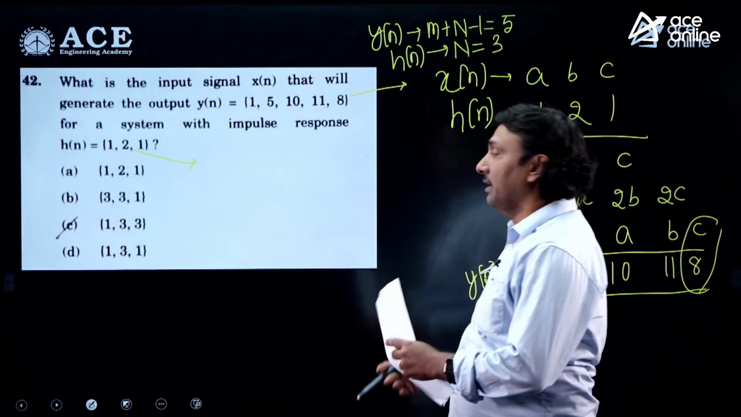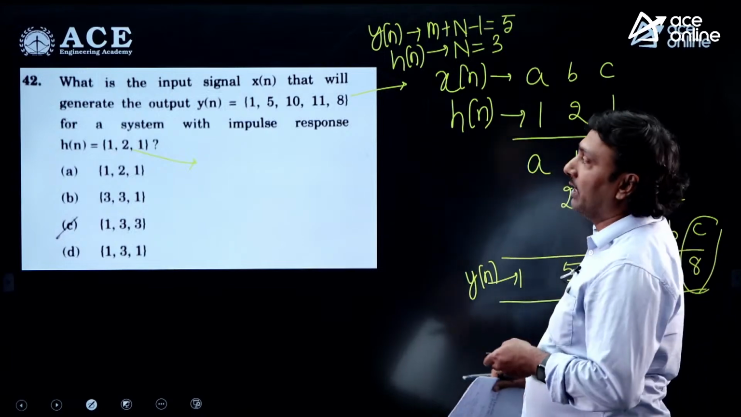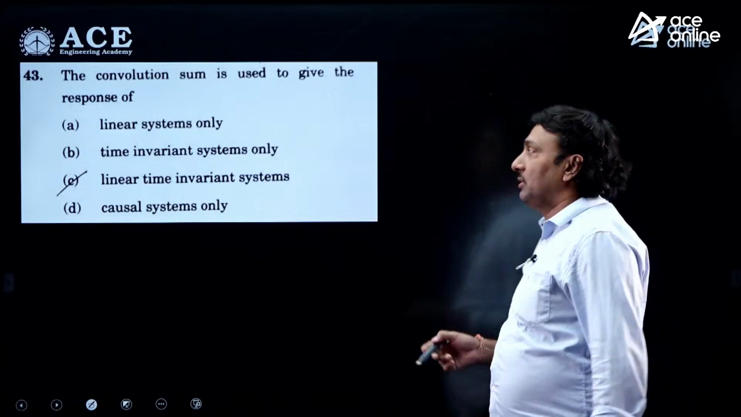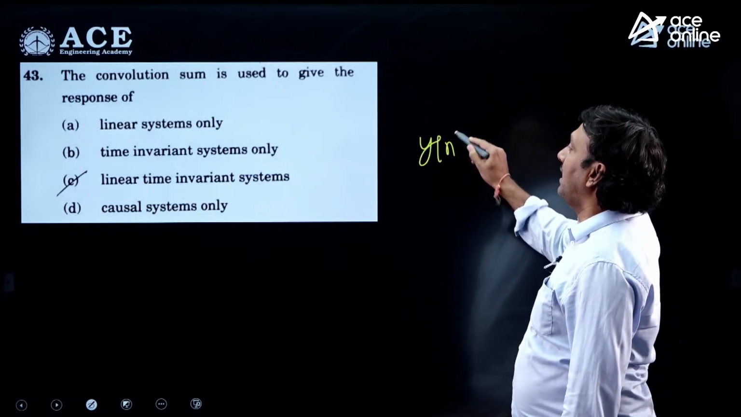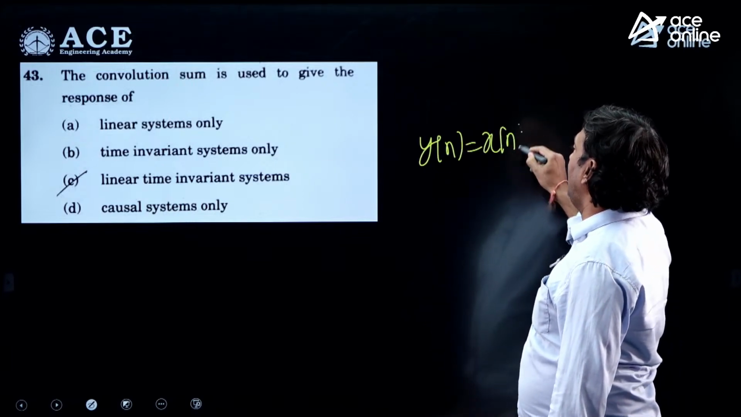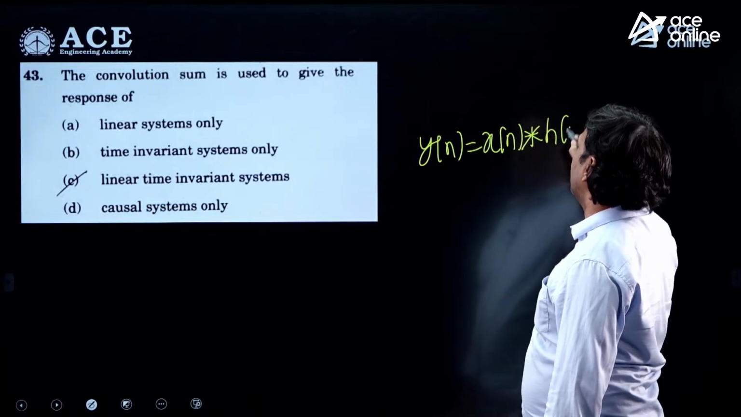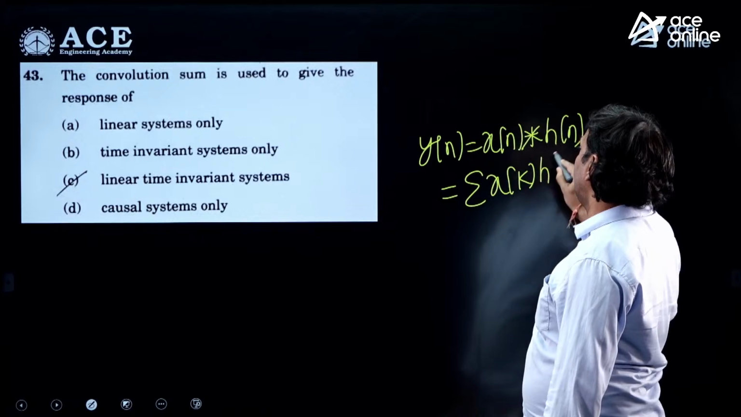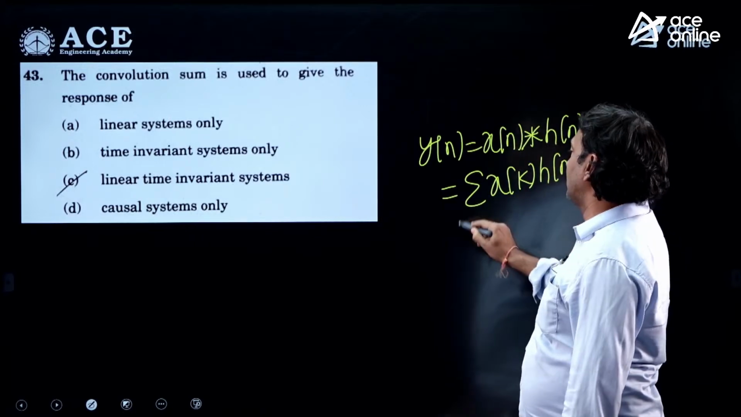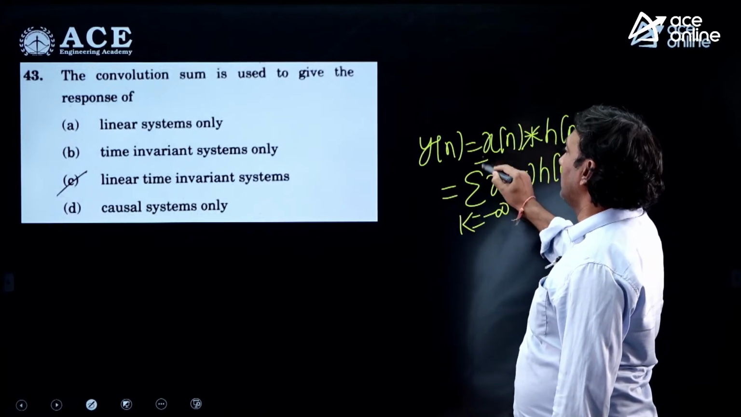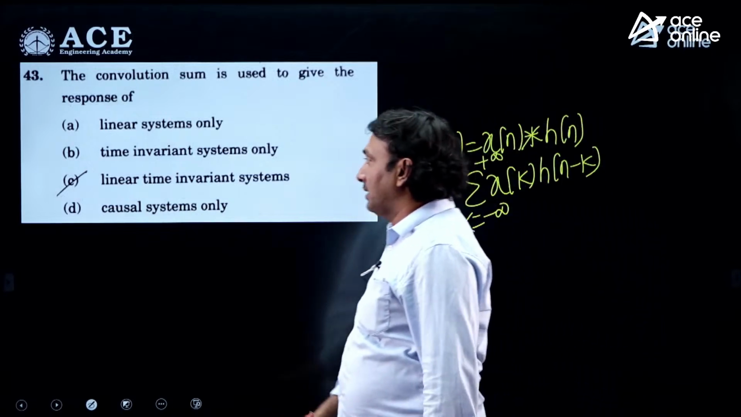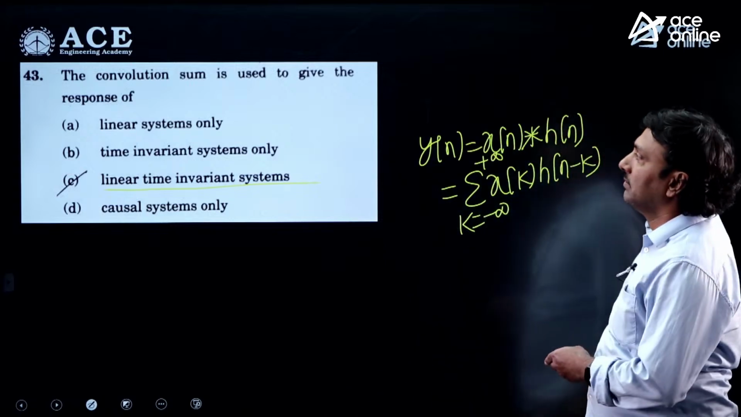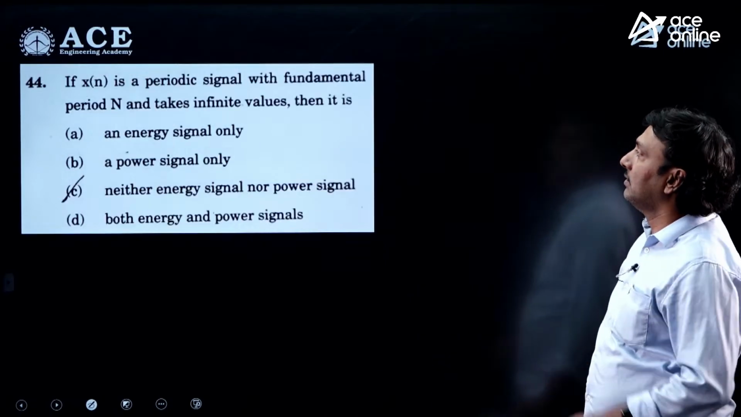C equals 8. So all options are wrong in this particular question. The convolution sum is valid, you are aware, strictly for LTI systems only. We write x[n] convolved with h[n], the standard relation sigma x[k] h[n minus k]. Only for LTI systems, that is linear time invariant systems, the convolution sum is valid.